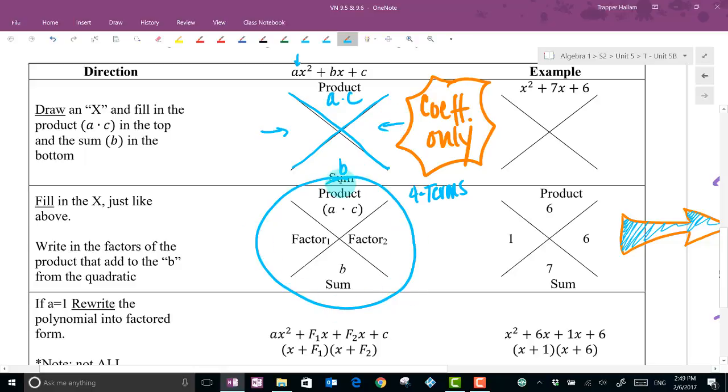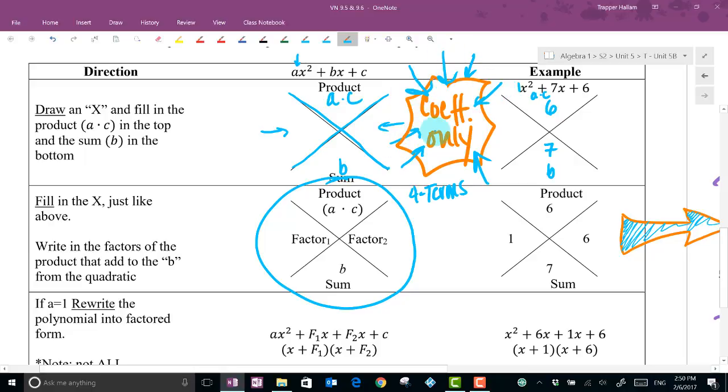So let's take a look at what that looks like for this example here. x squared plus 7x plus 6. So a times c, or 1 times 6, is going to be 6. And I usually write a times c at the top to remind me. And b then is our middle term, 7. Remember, it's imperative that you only use the coefficients. No variables are included in this process.